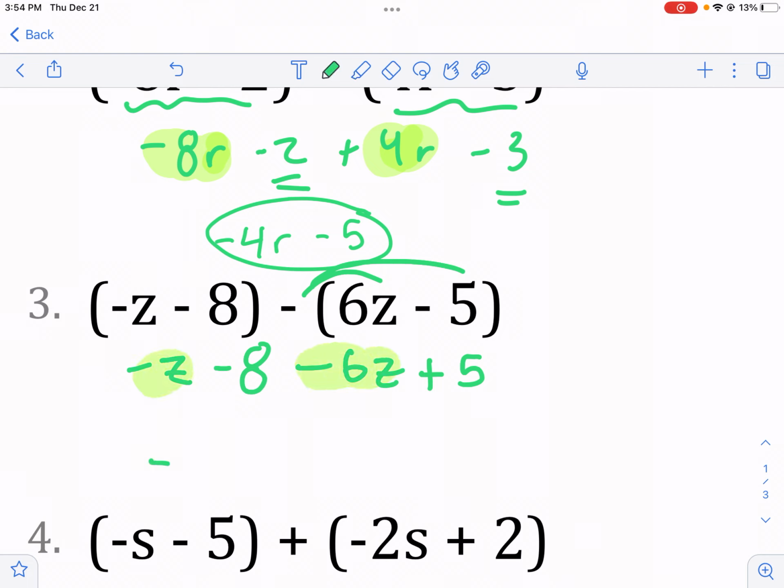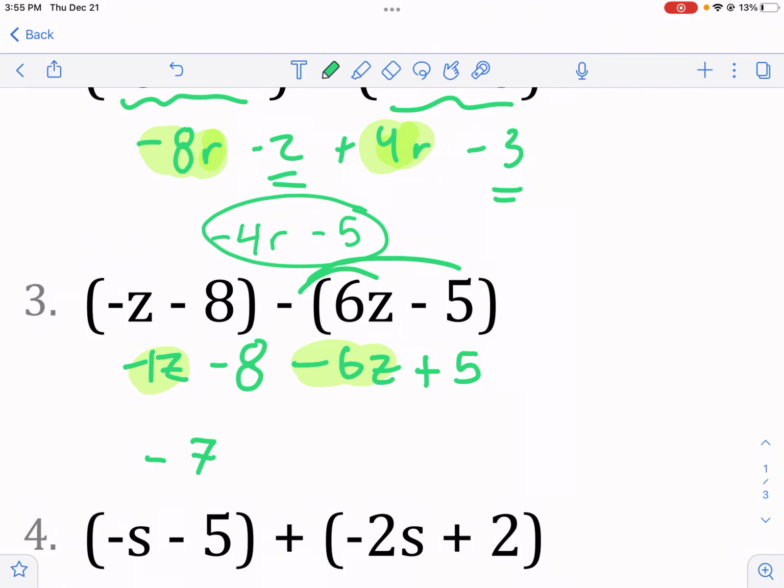That's negative because they're both negative. This is really 1z, not just not counting for anything. That's a common mistake I see. So that's negative 7z. Okay, so that's my first answer. And then I have a negative 8 plus 5. The negative is the bigger number, and it's going to win by 3. So negative 7z minus 3, and that is going to be my answer.